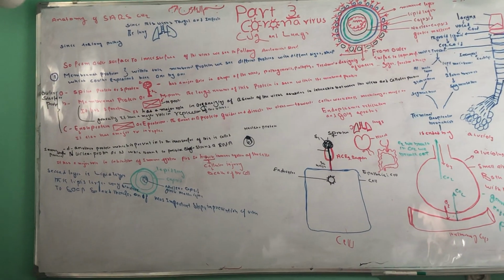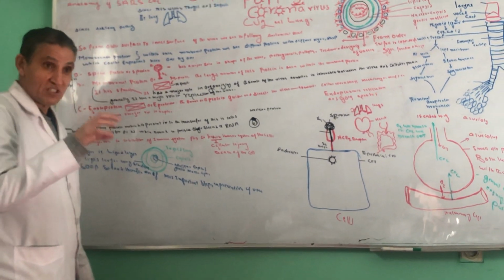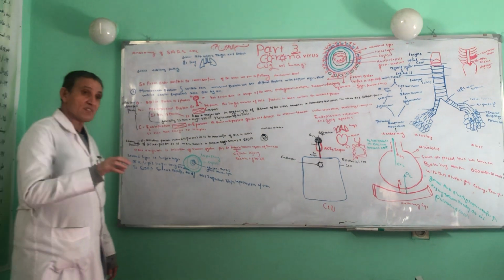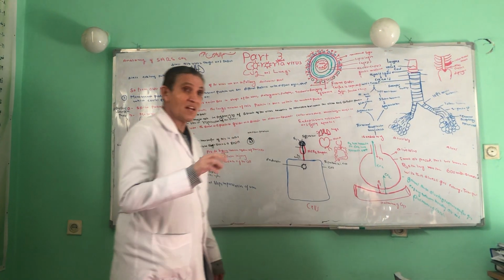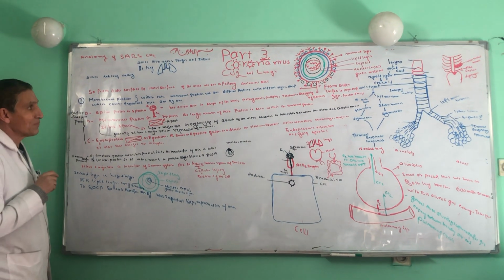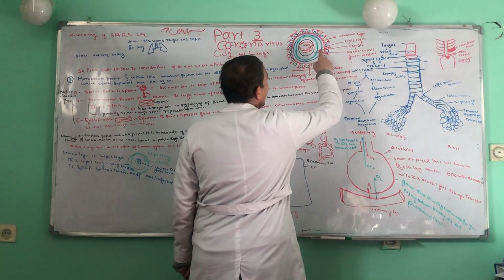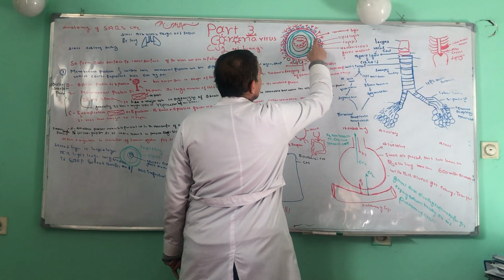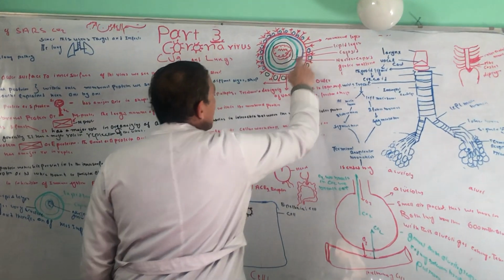This was about those important proteins which have a major role in replication of the virus, pathogenesis, pathophysiology, treatment of the virus, as well as designing of the vaccine. This was about the membranous protein. After the membranous protein, we have another layer which is called the lipid layer. The second was the lipid layer.